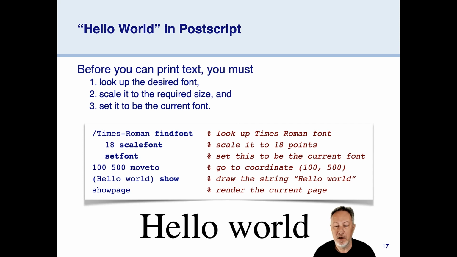So here we can see that. We take the literal string Times-Roman and push that onto the stack. We say to PostScript, please find that font and leave the font on the stack. Then we have to scale that font. In this case, we want it to be 18 points high, nice and visible. Then we set that to be the current font using the setfont operator. Now we move to position 100, 500. We push the string Hello World onto the stack and execute show. Show will then produce that text on the page at the location that we are currently at, and finally we render the current page.